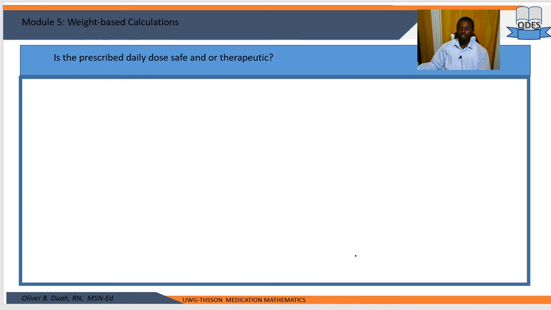Now that we know the safe dose range, is the prescribed dose safe? So now let's calculate the prescribed dose. Remember that our prescribed dose is 4 micrograms per kilogram per dose.